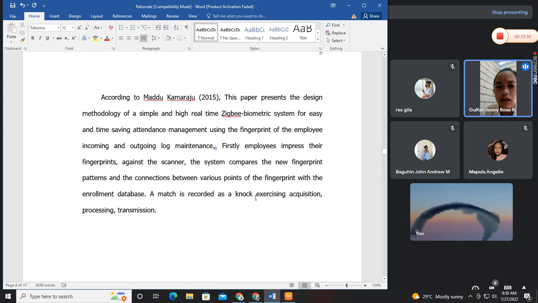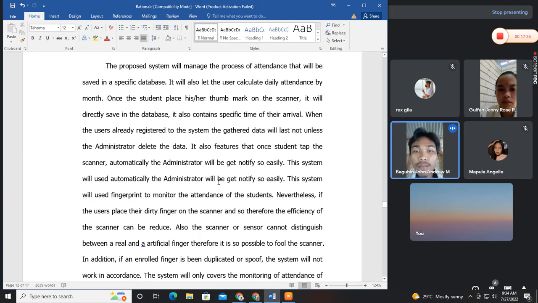Once the users are registered to the system, the gathered data will last unless the administrator deletes the data. It also features that once a student taps the scanner, the administrator will automatically be notified so easily. This system will use fingerprints to monitor the attendance of the students.